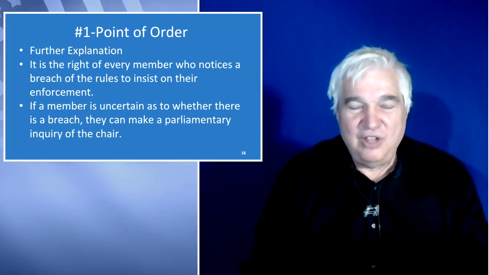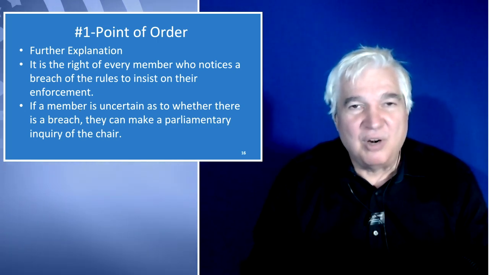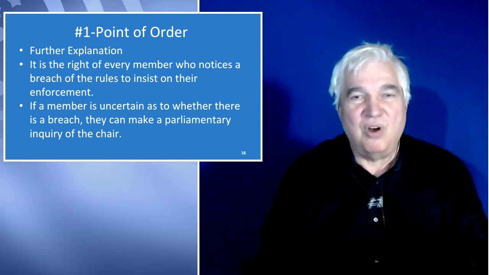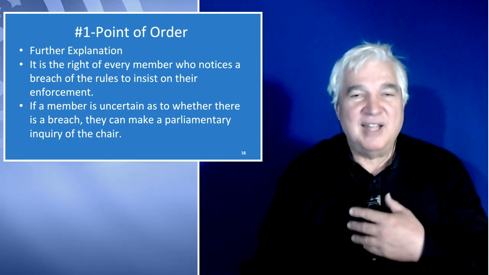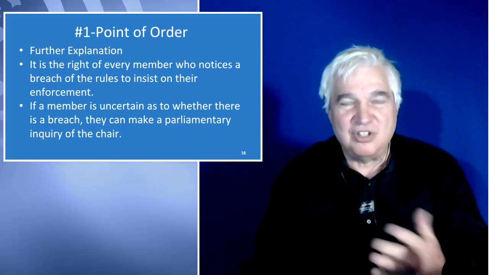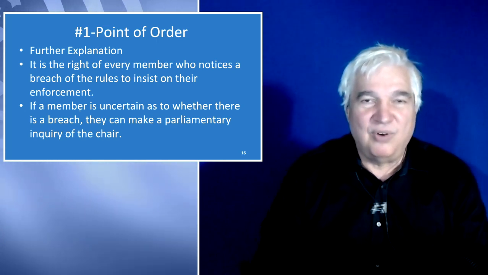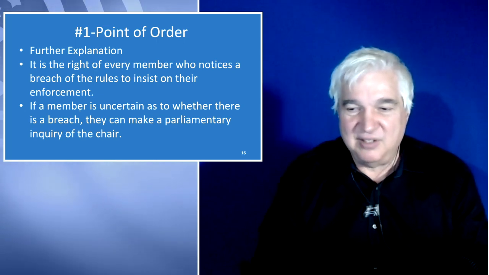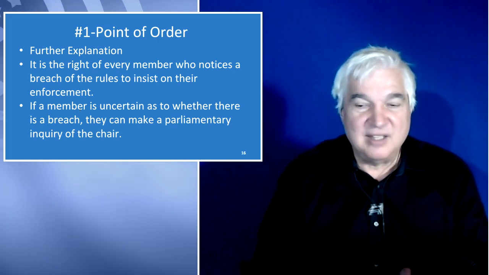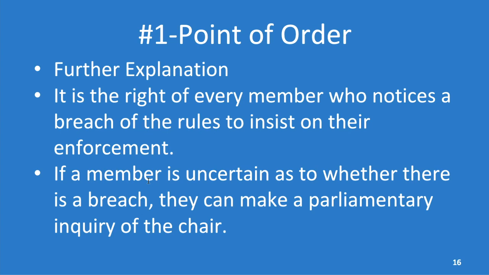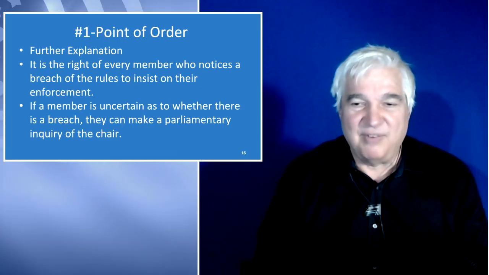So you can always do a point of inquiry, which we'll talk about later, if you are hesitant about something. And that's a nice way of approaching something, just to get clarification before you pull out the grenades. And as the second point says, if a member is uncertain as to whether there is a breach, they can make a parliamentary inquiry of the chair, who then is going to turn to the parliamentarian and get the answer from them, probably.